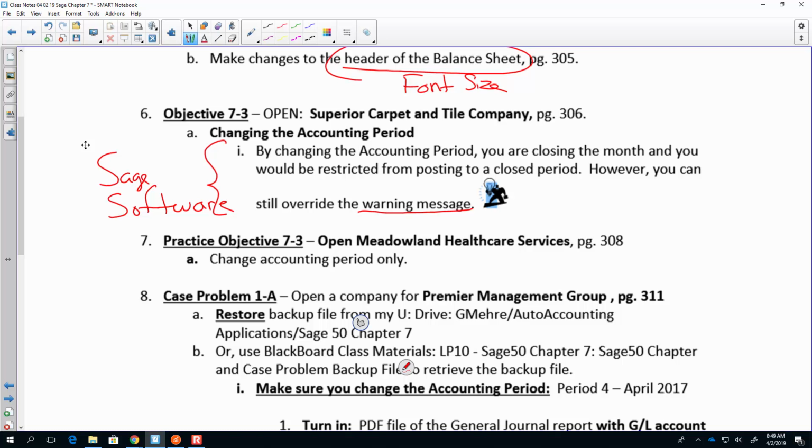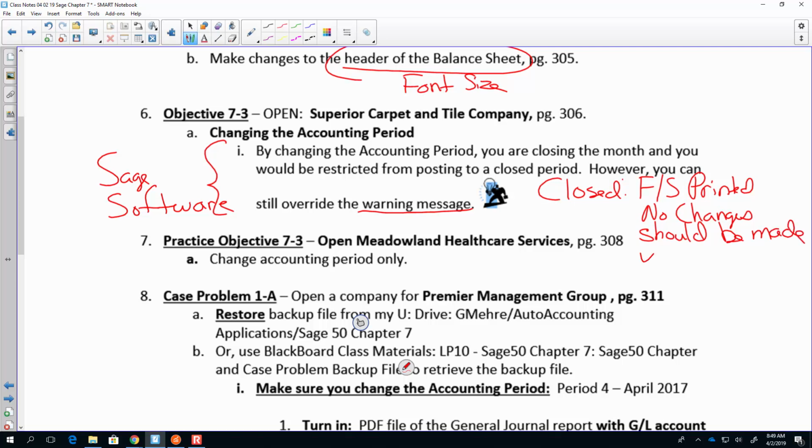Because once the period is closed, that means the financial statements are printed and no changes should be made in a closed period.